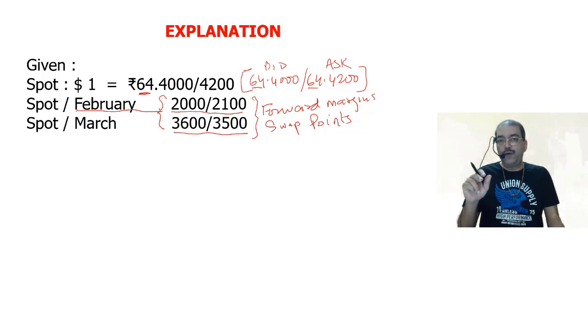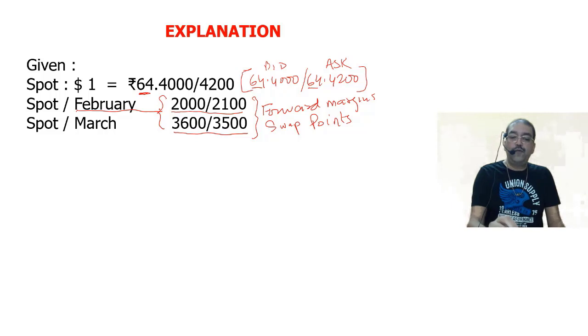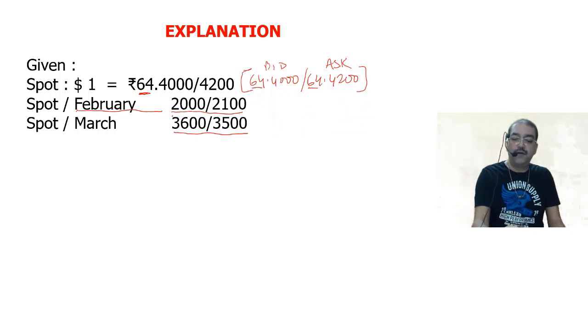2000 slash 2100. So it is in increasing order. It is in ascending order. I call it increasing order or ascending order. If the swap points are in the ascending order, then I say that the forward is at premium. Ascending means increasing order, then the forward is at premium.